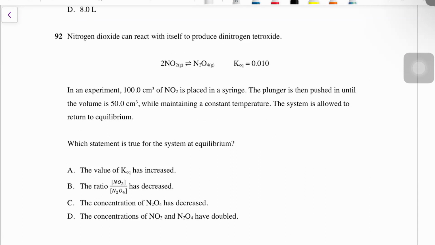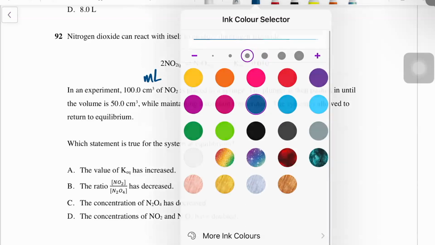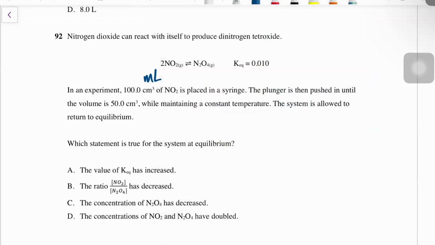Question 92: nitrogen dioxide can react with itself to produce dinitrogen tetroxide. 2NO2 turns into N2O4 and the Keq is 0.01. In an experiment, 100 cm3, which is 100 mL by the way, of NO2 is placed in a syringe. The plunger is then pushed in until the volume is 50. It went from 100 mL down to 50 mL.